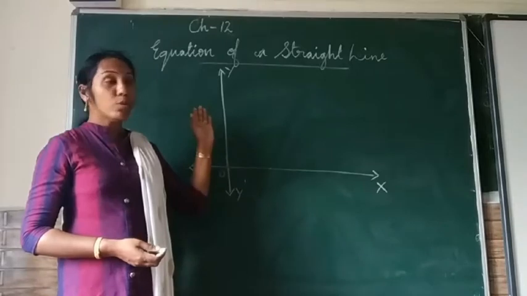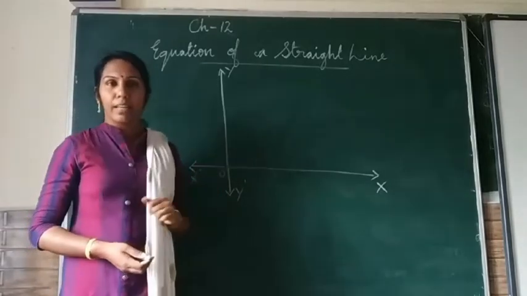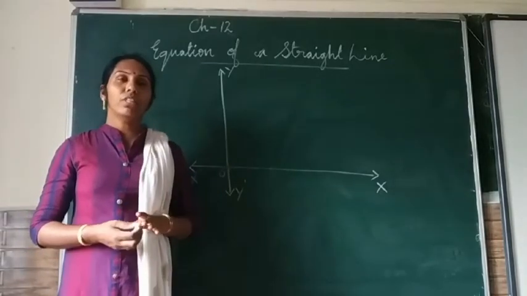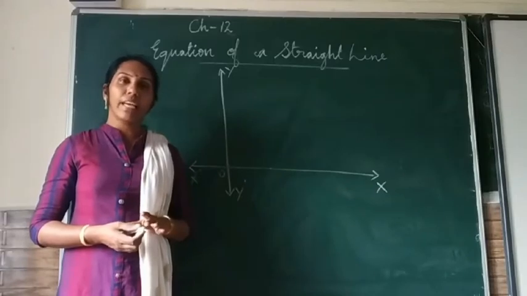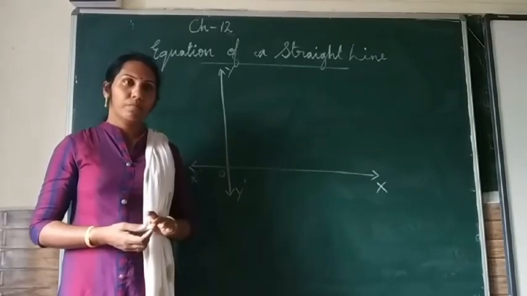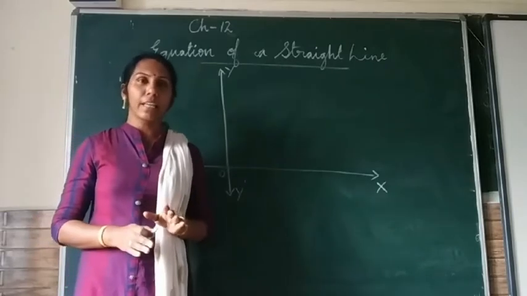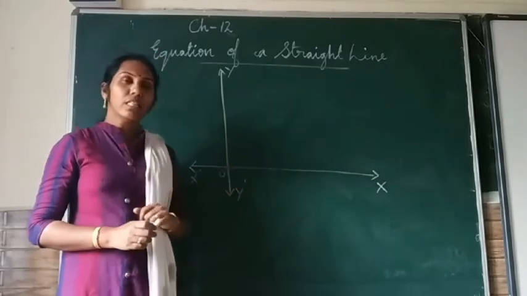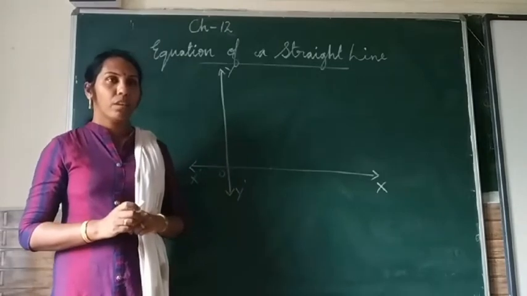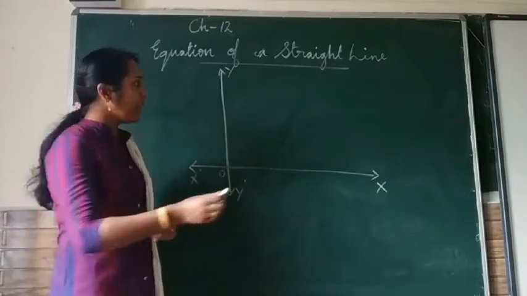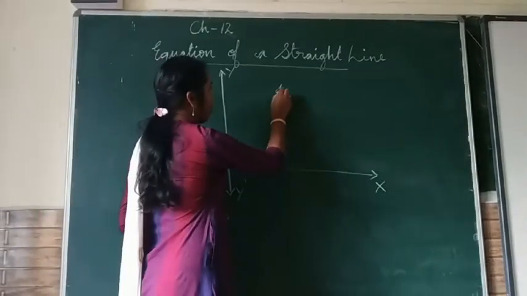12th chapter in your textbook, equation of a straight line. In this chapter, we shall find the equation of straight lines in different forms. So before learning the different forms of equation of straight line, we have to understand certain terms and definitions. First of all, let us see what is meant by inclination.